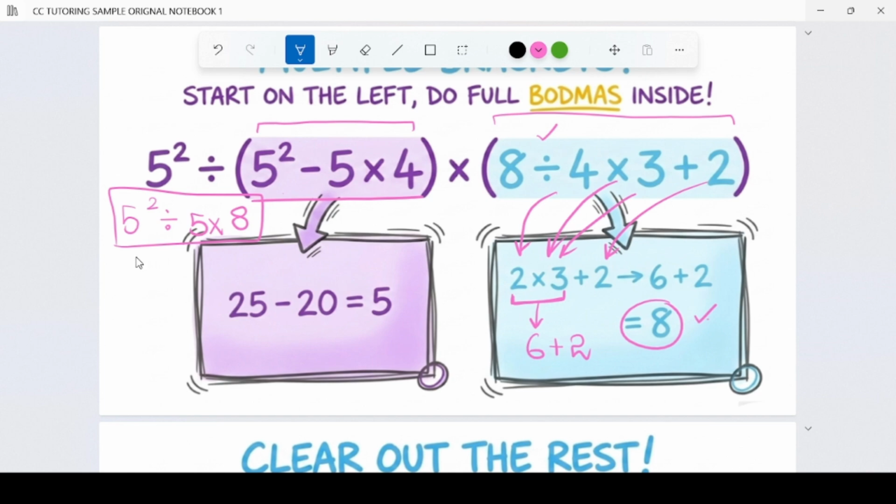To solve this simplified equation, I'm going to write 5 squared, because I have told you according to BODMAS, brackets come first, and if there is no bracket, order. So 5 fives are 25 divided by 5 multiplied by 8. And I have told you, if there are division and multiplication in the same equation, you don't have to think much and just go from left to right. So 25 divided by 5, 5 into 8. 5 eights are 40.